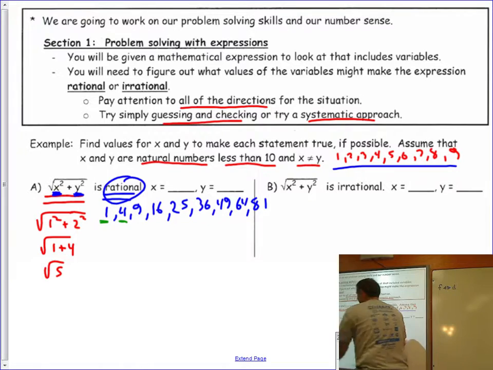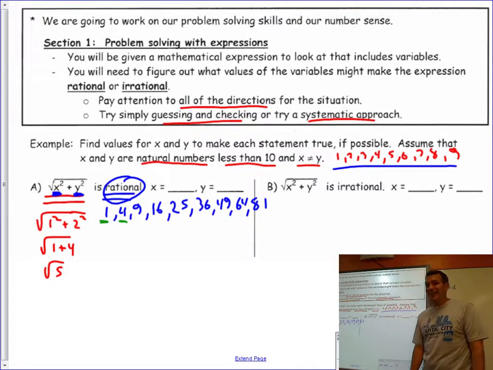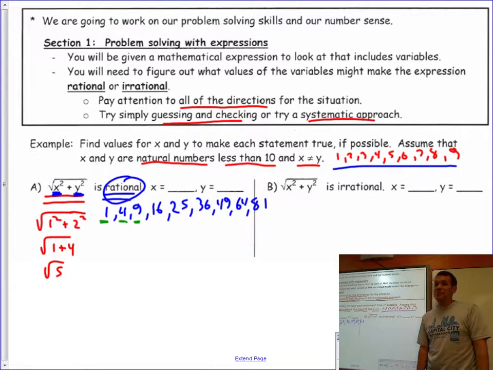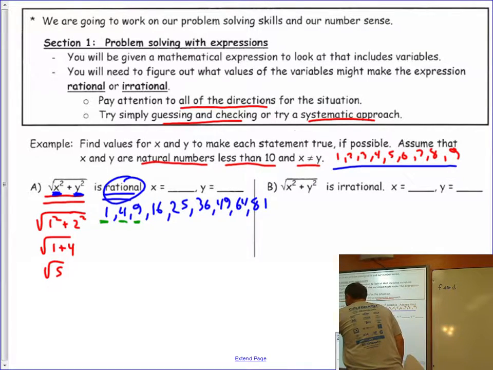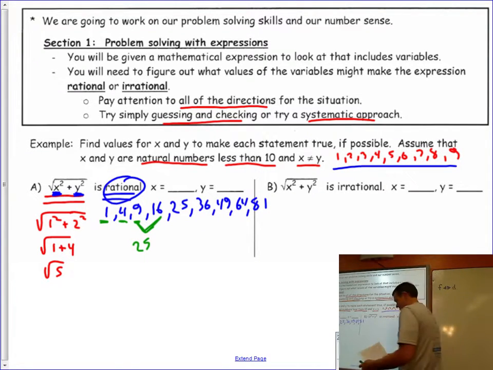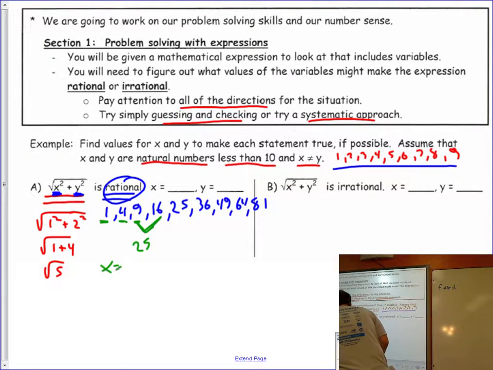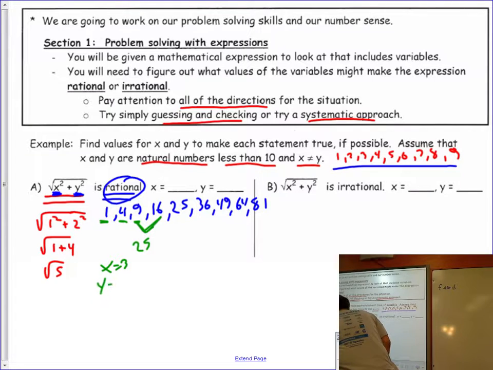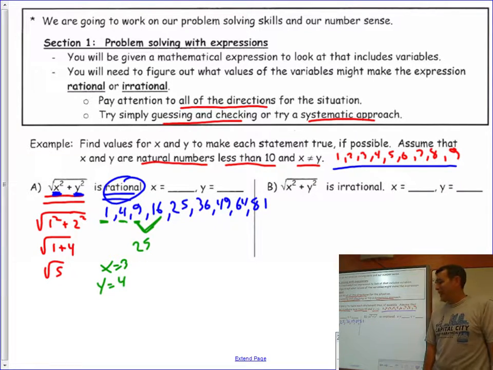Well, I could add 1 and 4 together, I get 5, but that's not a perfect square. What if I add 4 and 9 together? Let's see, that'd be 13. That's not a perfect square. I think I see it. If you add 9 and 16 together, you get 25, which is a perfect square. So that means if I made x equal 3, so that when I square it I get 9, and I made y equal 4, that should work.